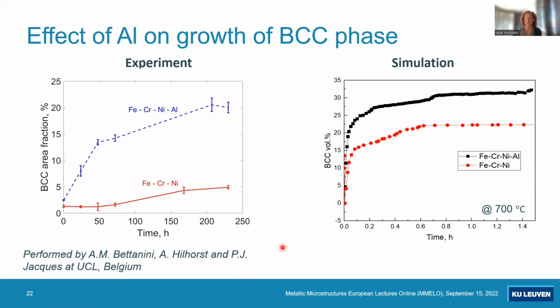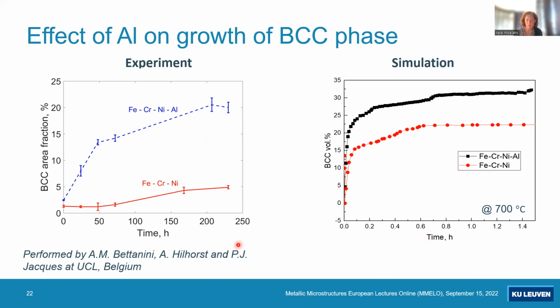We have also compared this with experiments. So in the group of Pascal Jacques at the university at UCL, they have done experiments. So they also did annealing experiments at 700 degrees Celsius for the alloys with the same composition, and they measured the BCC volume fraction. Also, they find that if you have more aluminium, the growth of the BCC phase goes better. You obtain more, and it also goes faster. The time is very different, but I think that is because in the experiments you need nucleation, while in the simulations we already started from a precipitate.